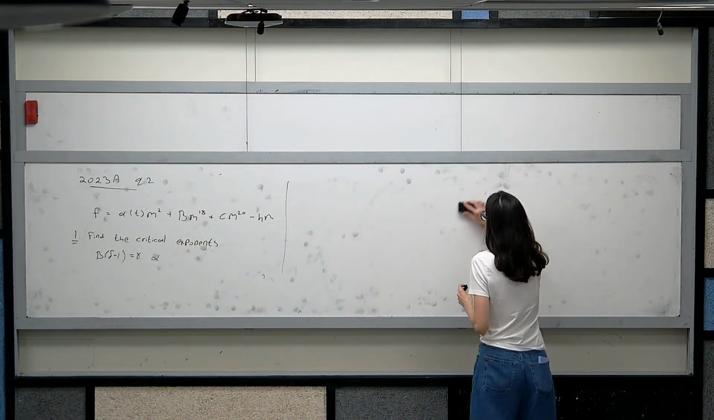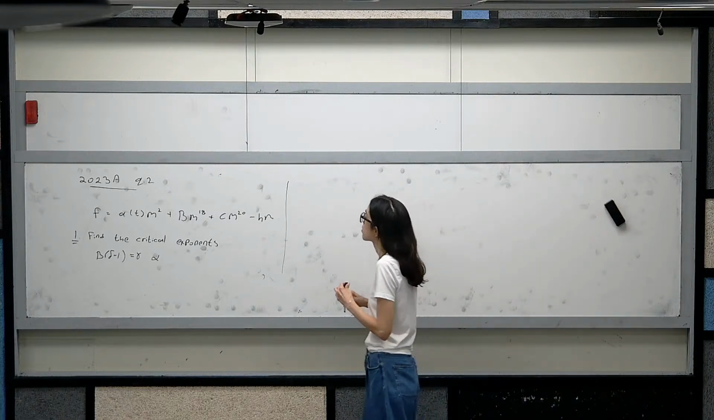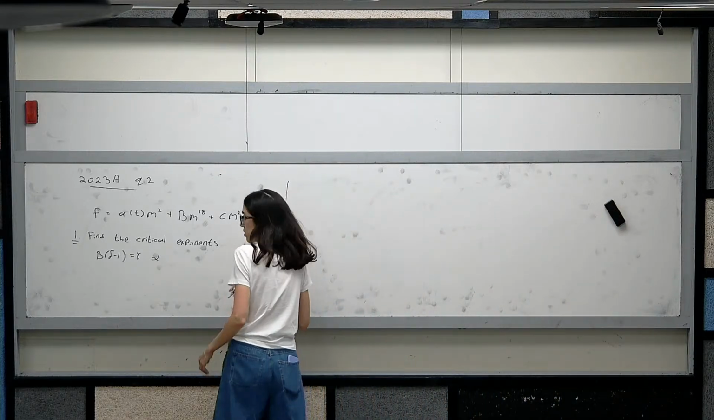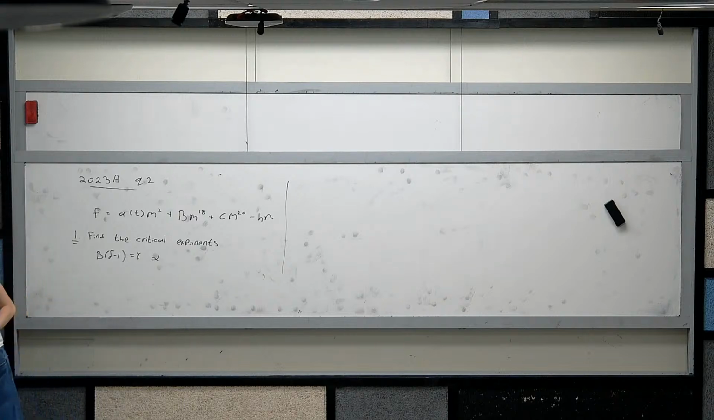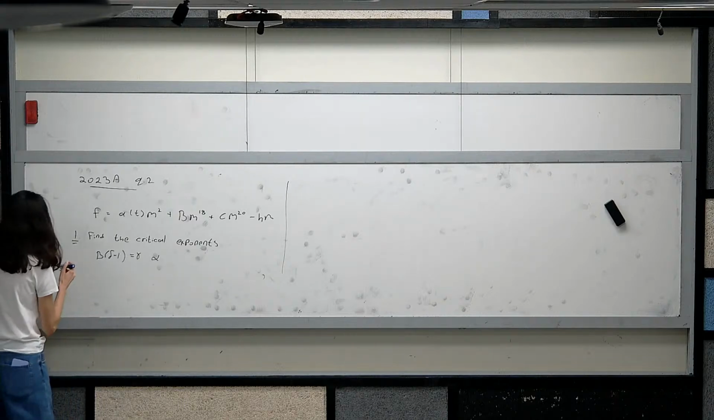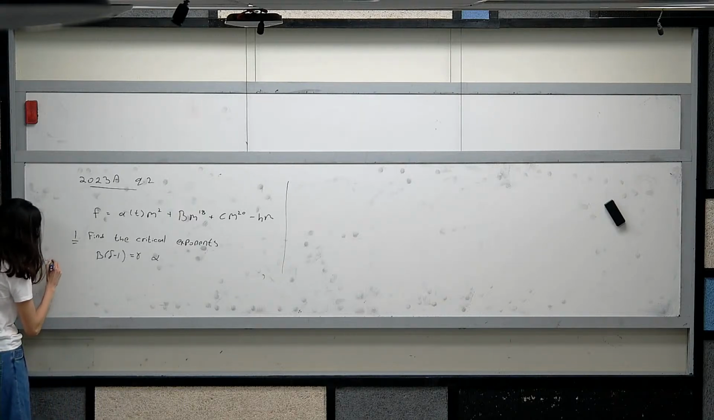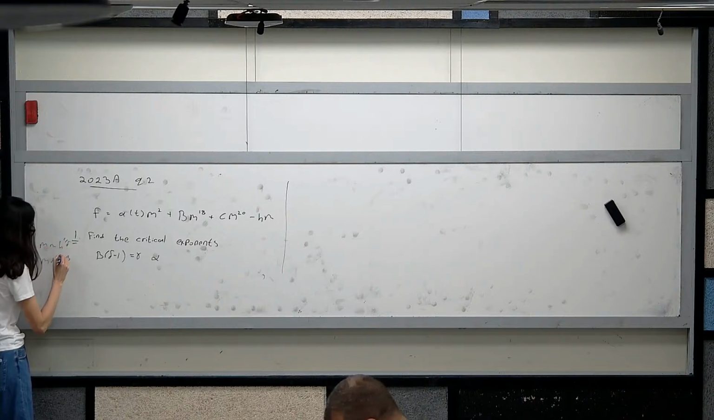So okay, to find beta, let's just write: when H equals 0, M goes like T to the beta, this is for beta, and M goes like H to the 1 over delta.